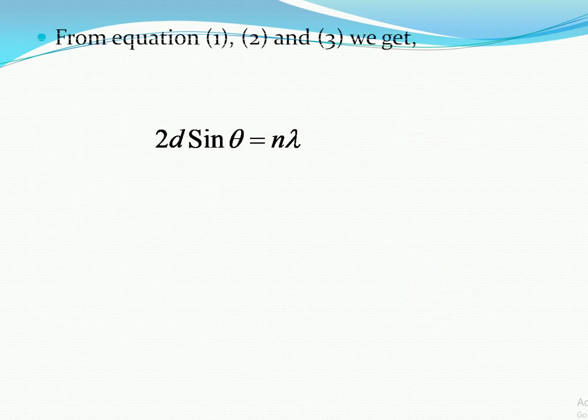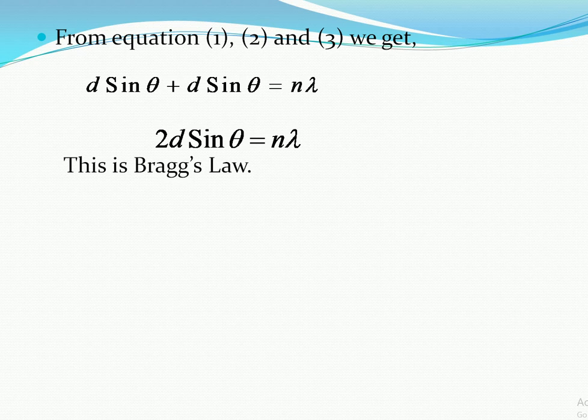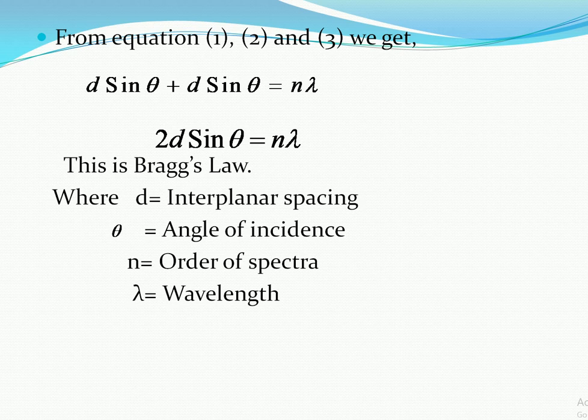Then by using equations 1, 2 and 3, we get d sin theta plus d sin theta is equal to n lambda. By calculating it, we get 2d sin theta is equal to n lambda, and this is Bragg's law. In this equation, d is the interplanar spacing, theta is the angle of incidence, n is the order of spectrum, and lambda is the wavelength of X-rays.